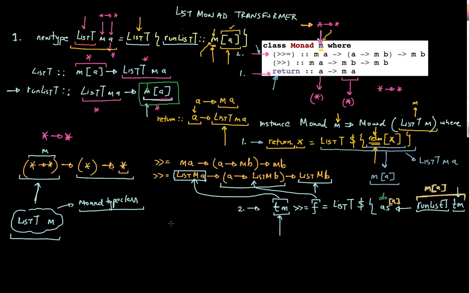So if I think about the map method, the typical map method has the following signature. If I look at the map method, it takes in as an input a function that goes from a to b, and it takes in a second argument here, which is a list of a's, and I get back as an output a list of b's.